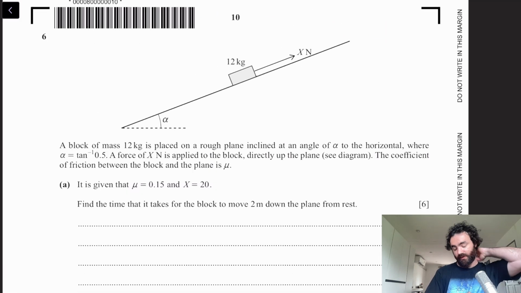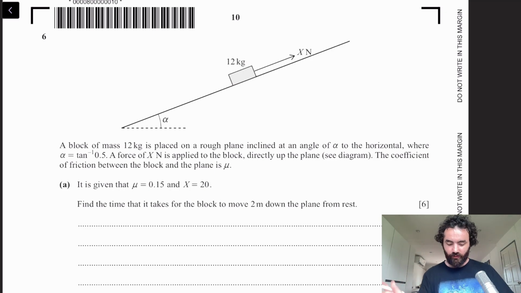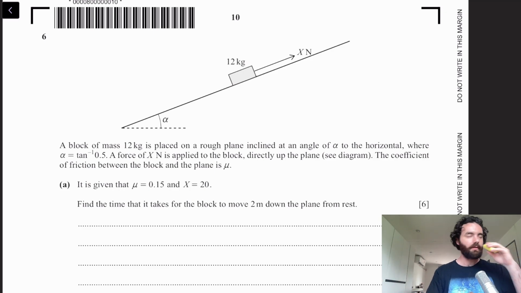Okay, this is the incline. I've got videos and all this stuff. I mean, I did it ages ago, but the fact that I can still do this is indicative of how good they are. A block of mass 12 kgs is placed on a rough plane incline. Okay, they're just explaining this basically.